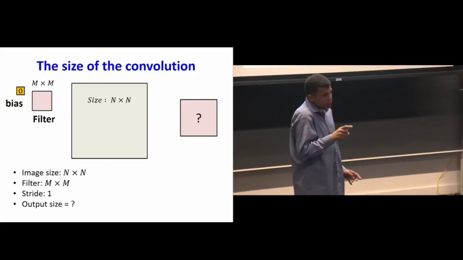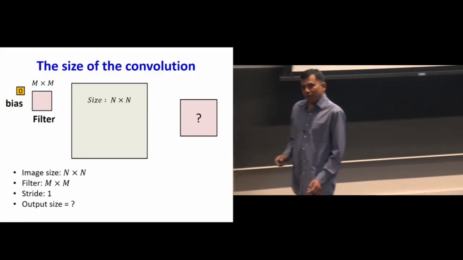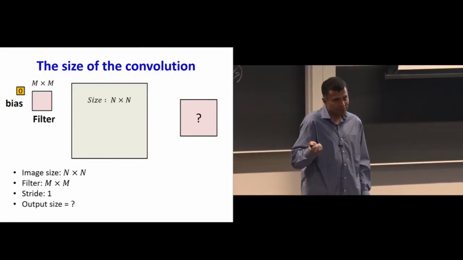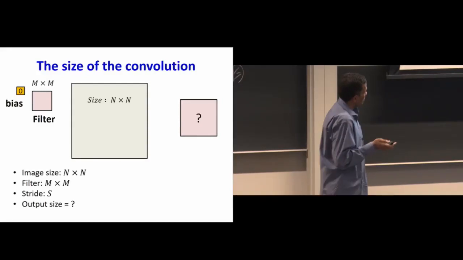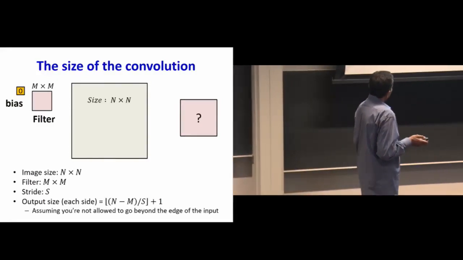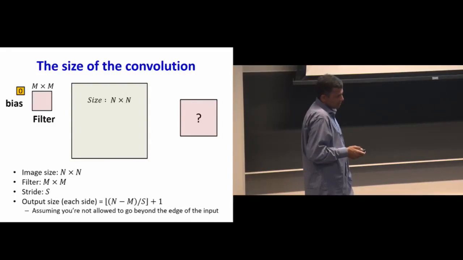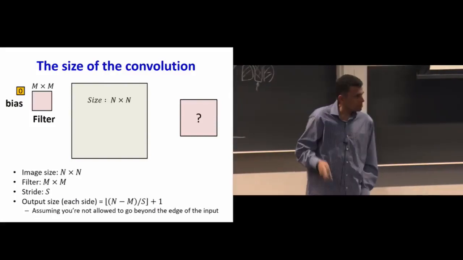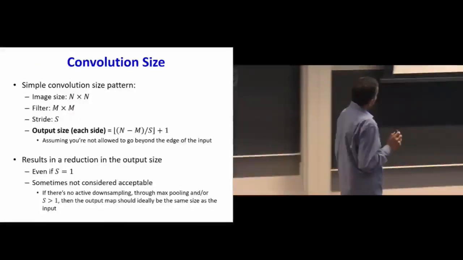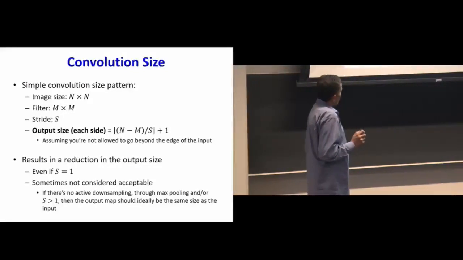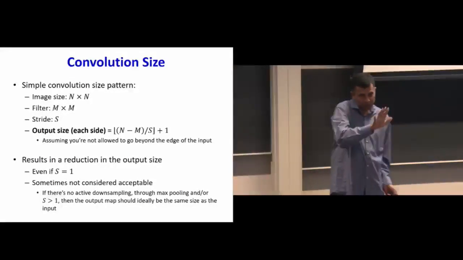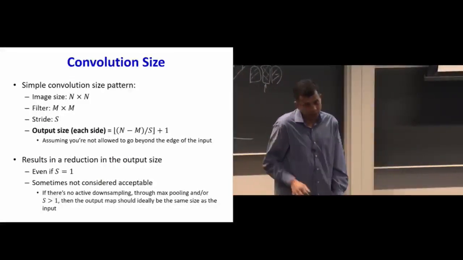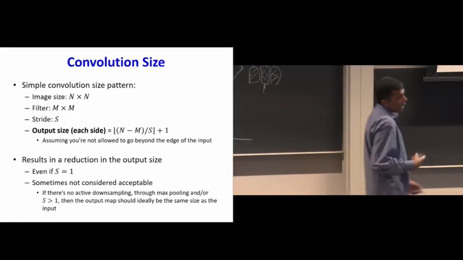So in general, if my original image is n cross n and my filters are m cross m, the result is going to be n minus m plus 1, right? Or in general, if I have a stride of s, that's going to be (n minus m) over s, plus 1, the floor, right? You're going to be jumping around. The thing shrinks. So even if you just have a stride of 1, this results in a reduction in the size of the overall picture. And in some conditions, this is considered unacceptable.